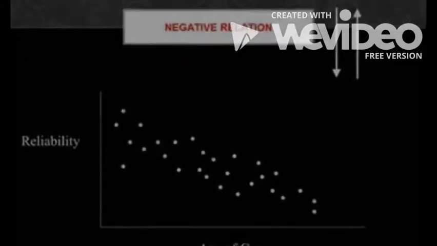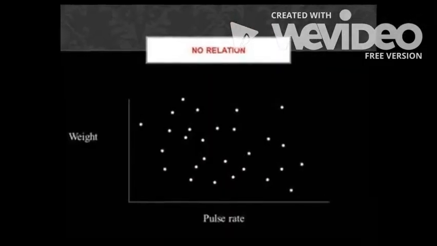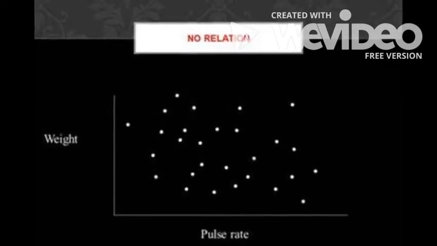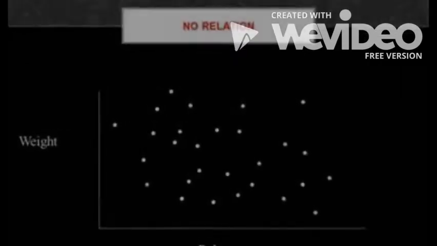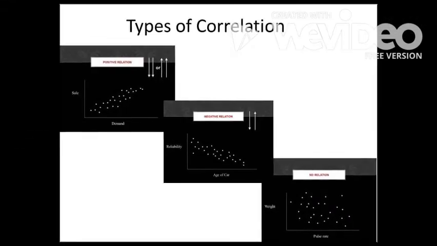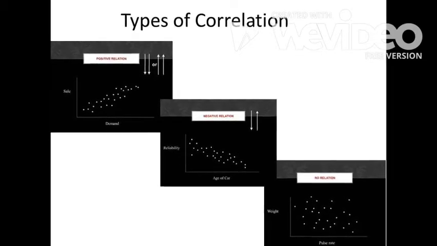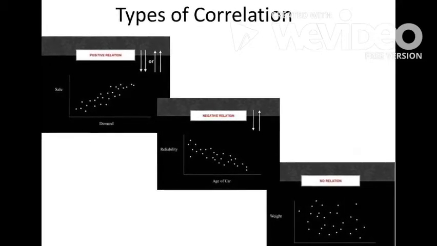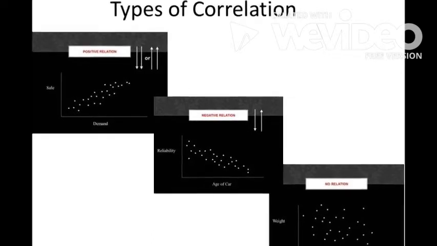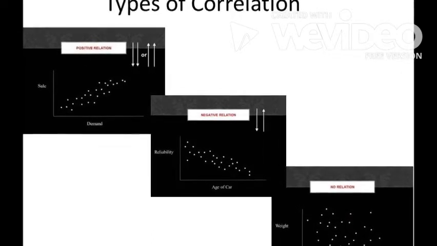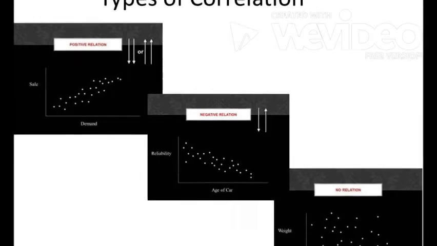Or it might be possible there could be no relationship, when there is no effect of increasing or decreasing of one entity on the other. And the same thing could be represented in the form of a scatter diagram. Here I have shown the positive relation, the negative relation, and no relation graphically by scatter diagram. And how to measure correlation?